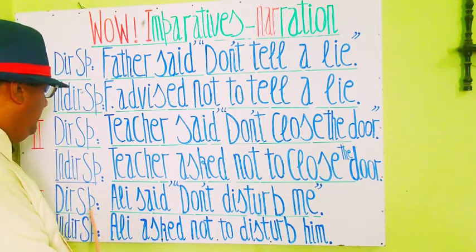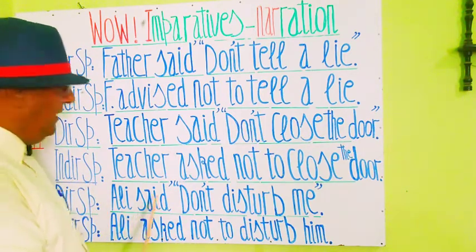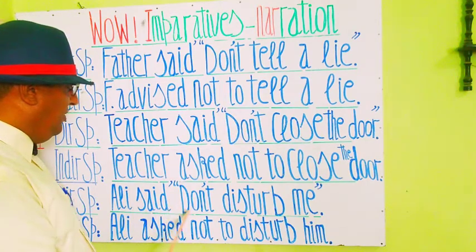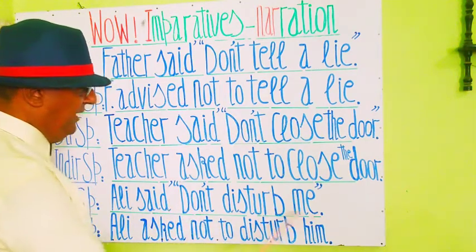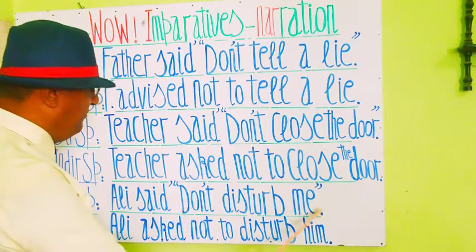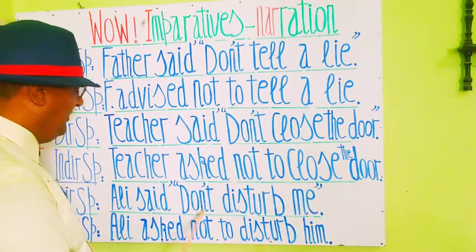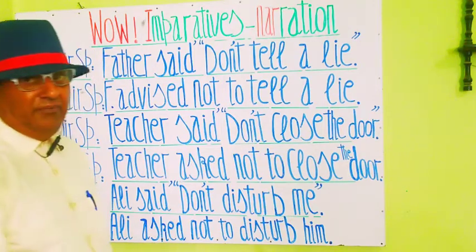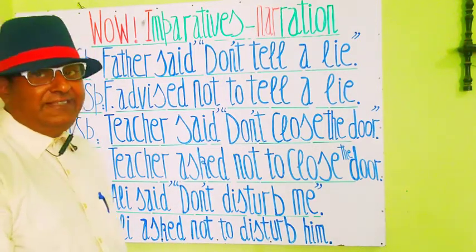Let's move to the next statement. The next one is, you see here, Ellie said, comma, inverted comma, start, don't disturb me. Ellie said, don't disturb me.